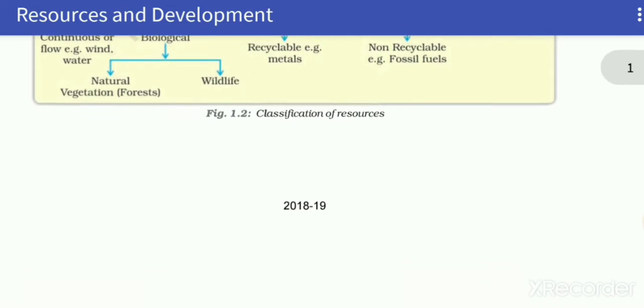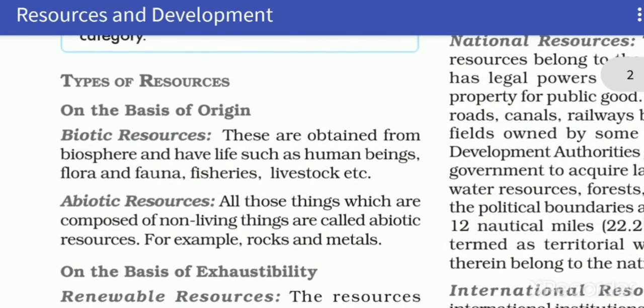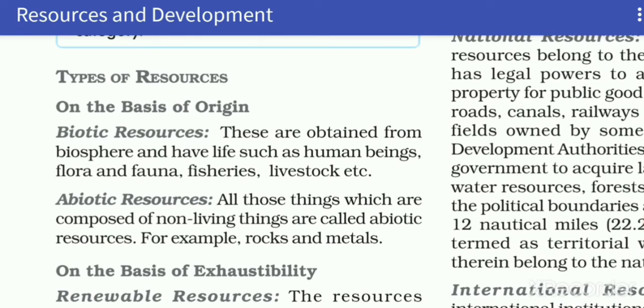Now let us move towards the next topic, which is types of resources. So the first one is on the basis of origin. Origin means a place from where something is derived. There are two types of resources: biotic and abiotic. Biotic means resources which have life, like human beings, plants and animals, while abiotic resources means resources which do not have life, for example rocks and metals.